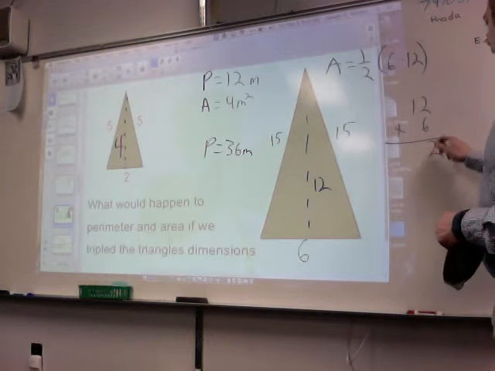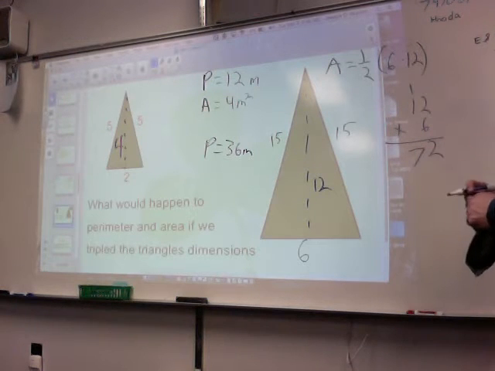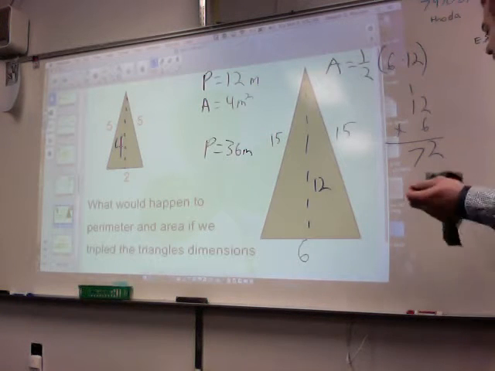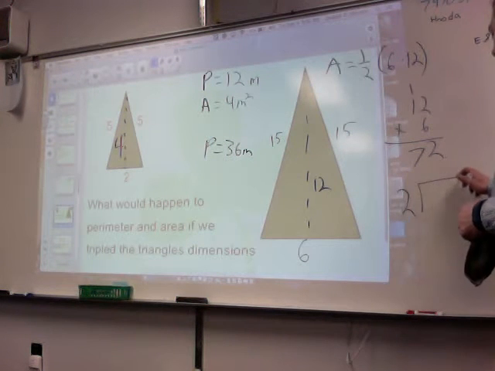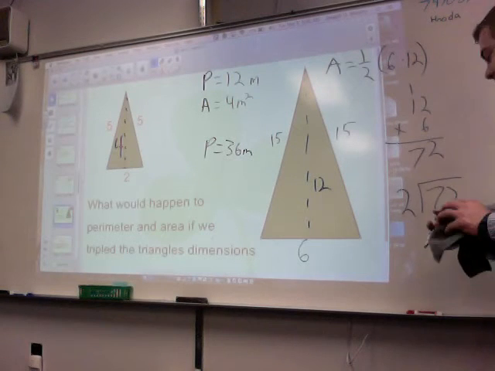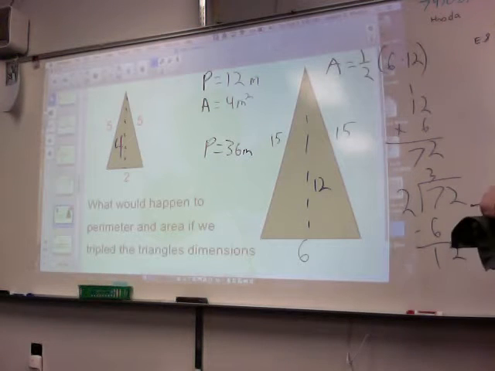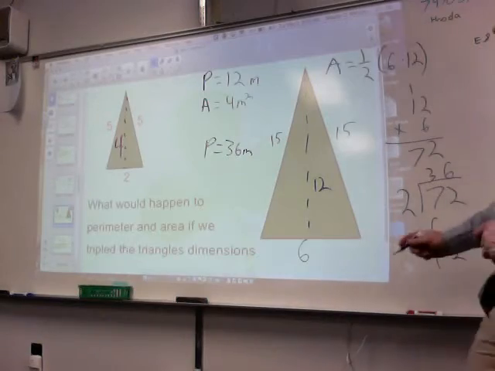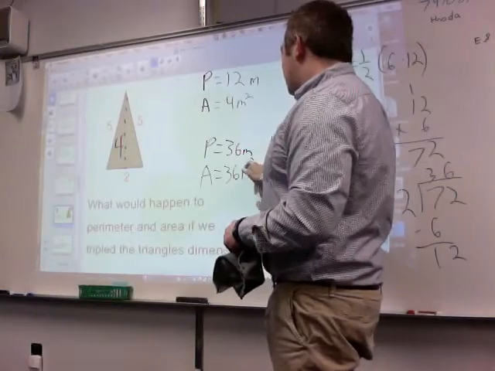So 12 times 6. We could do it in our head, but let's just do it out. 6 times 2 equals 12. 6 times 1 ten equals 6, plus 1 more equals 7. We're at 72. Now I have to find half of 72. So I could either divide it by 2 or multiply it by a half. Let's divide it by 2. How many times does 2 go into 72? 2, 4, 6, 3 times. Minus that, get my 1, bring down my 2. 2 goes into 12, 6 times. So my area is also 36, but it's meters squared.